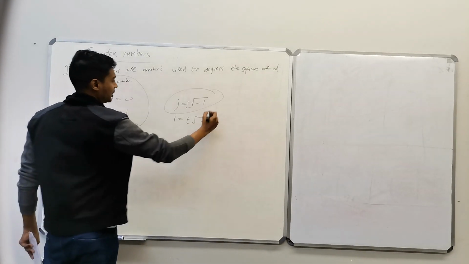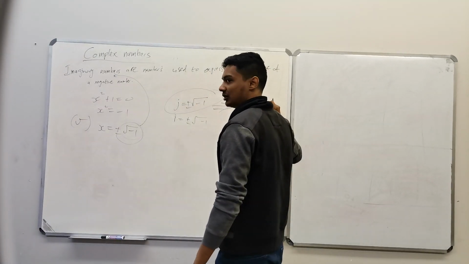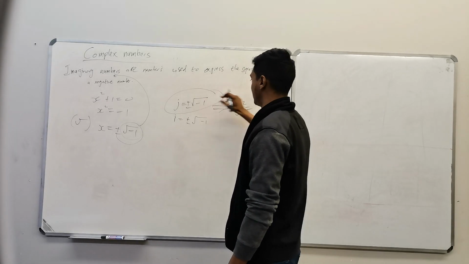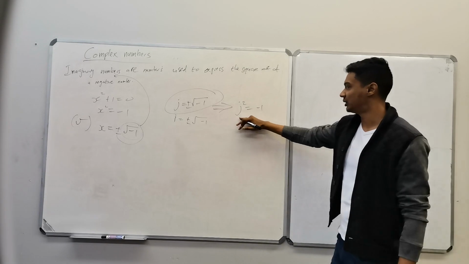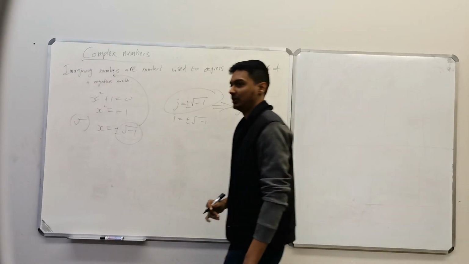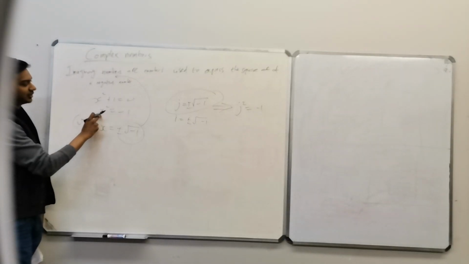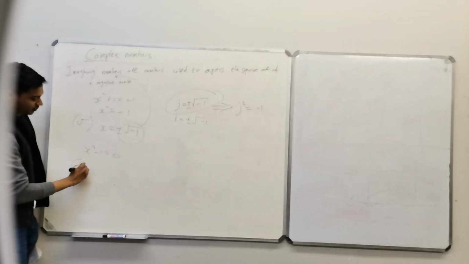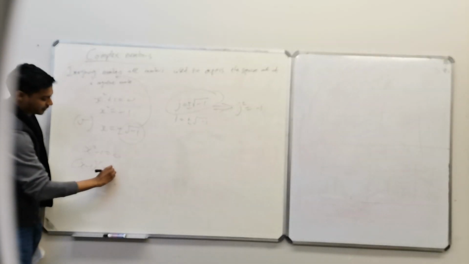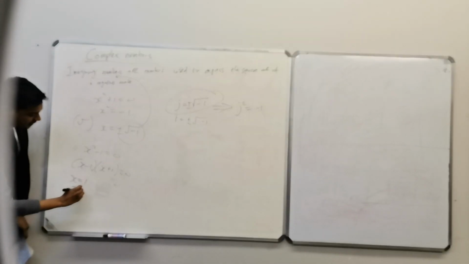So if you say j squared, what happens to this? When you square a square root, they cancel. So j squared gives you minus 1. Okay, but then what happens to the plus and minus? If we were to do this properly, it becomes that. So our solution is x equals 1 or x equals minus 1.